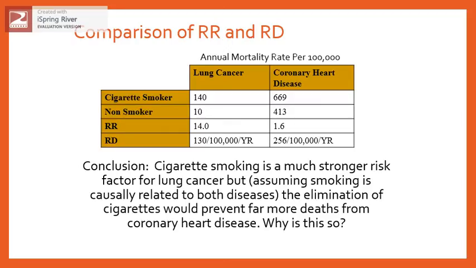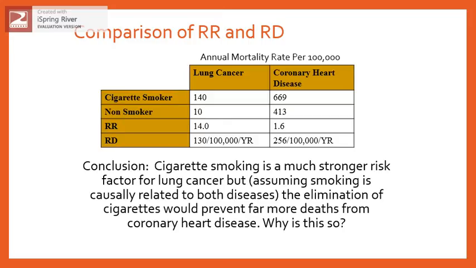But eliminating cigarettes would prevent more deaths from coronary heart disease. We know this because of the risk difference. The risk difference is 130, and here it's shown per 100,000 exposures. That's just a way of quantifying how long people were exposed, because if they smoked for 1 year versus 50 years, their exposure time is different.